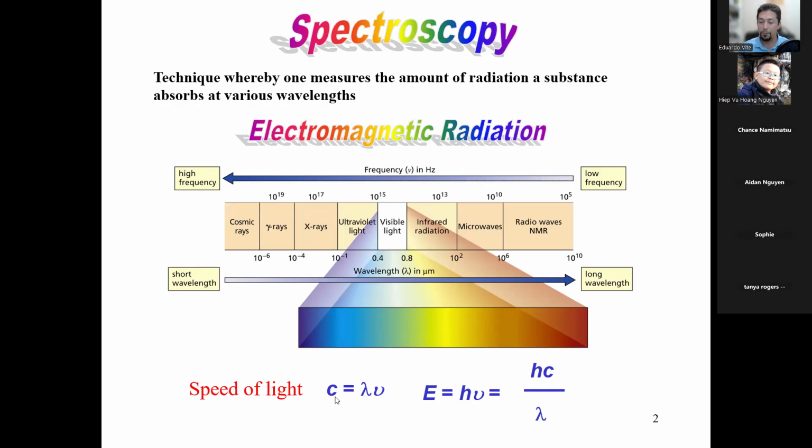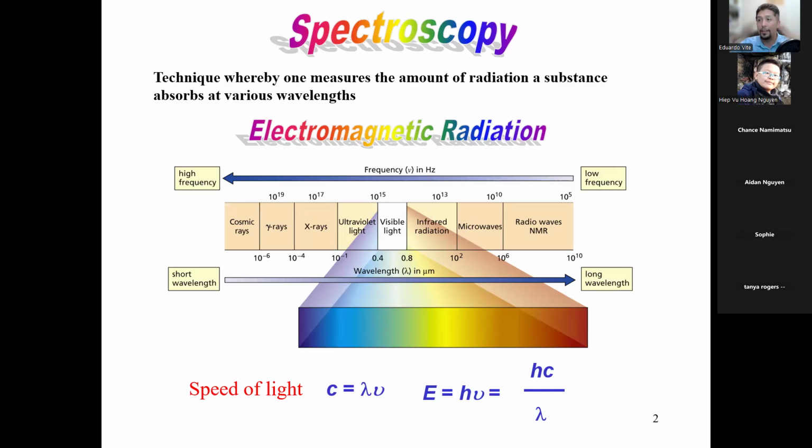c, the speed of light, 3.0 times 10 to the 8 meters per second, is equal to the wavelength times the frequency. Or if you want to expand it even further, you can say that the energy of the wavelength in joules would be Planck's constant times the frequency, or Planck's constant times the speed of light divided by the wavelength. I don't believe that you'll have to use these equations in your exams, but should be some review from physics or from first semester general chemistry.